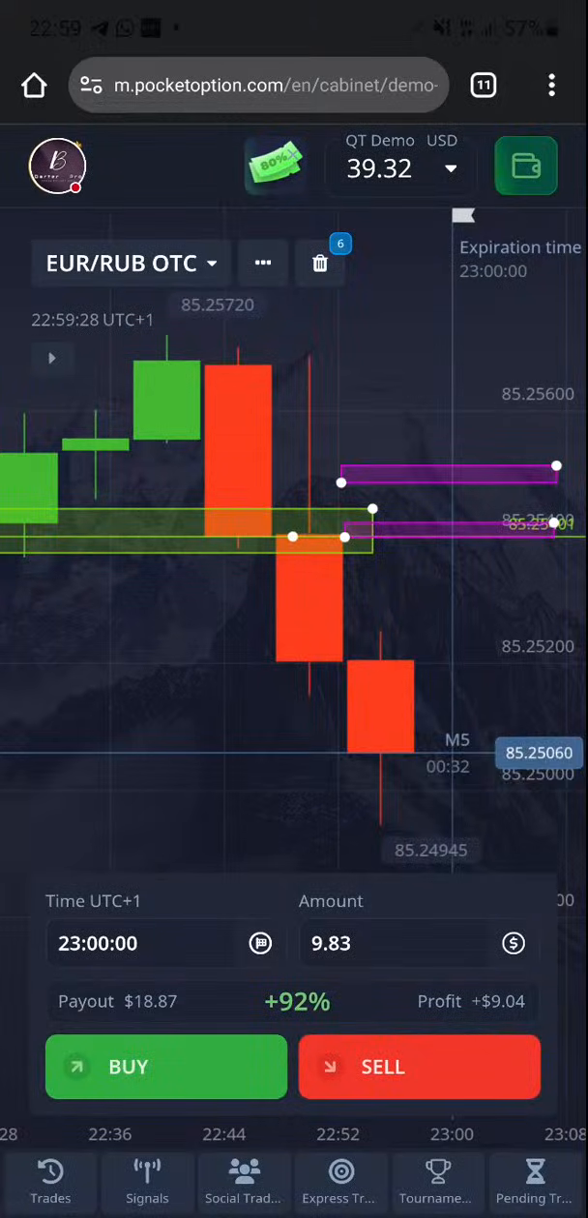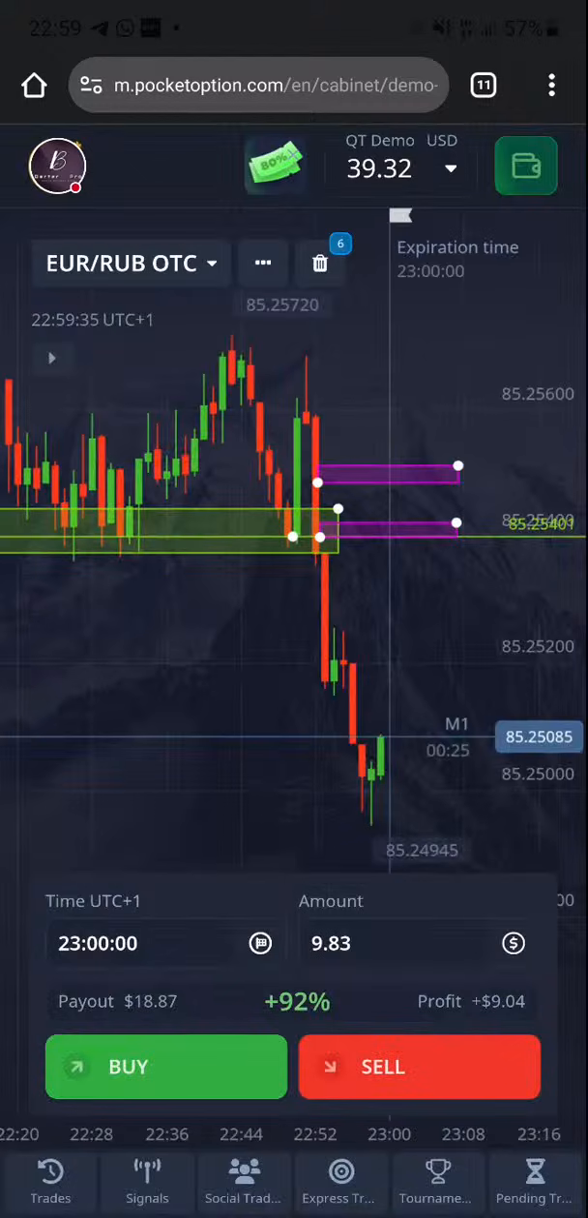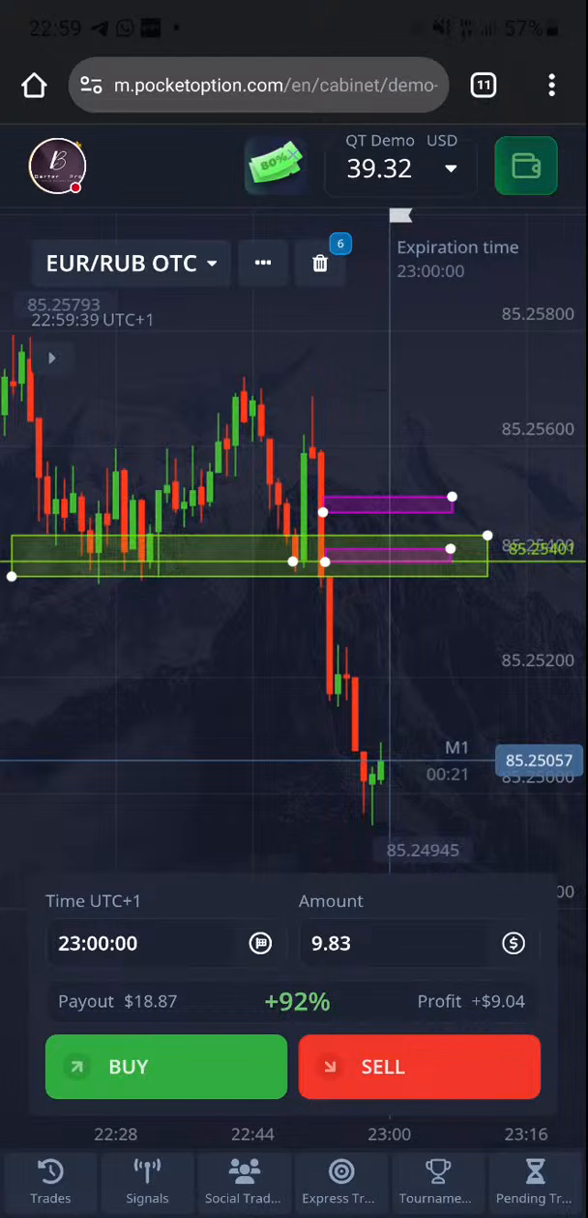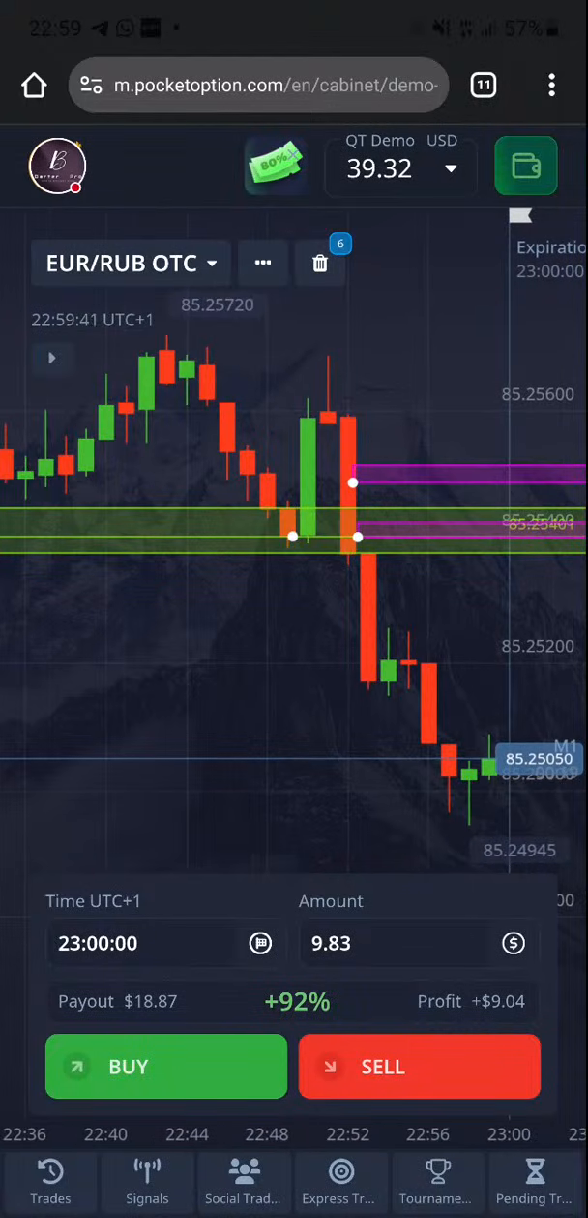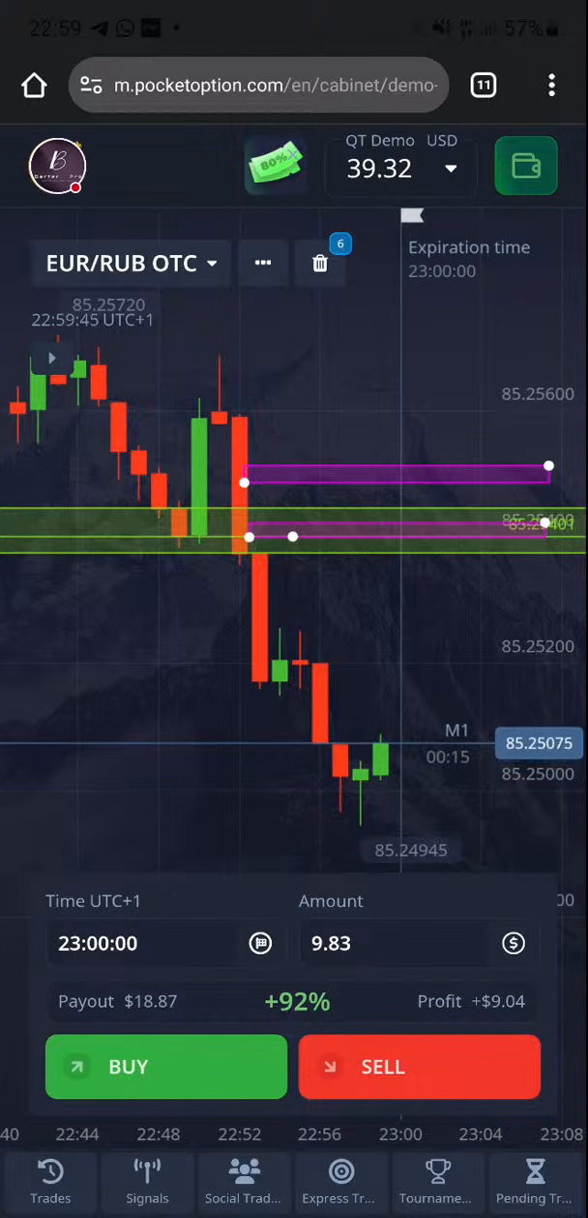Let me extend this line. If you really want to think about it, if you extend this line like this, let me go back to M1. Look at this. This whole area, you understand? Anytime price breaks a resistance area, it becomes a support. Because if price comes back here now, we'll take a trade. We expect it to retrace.